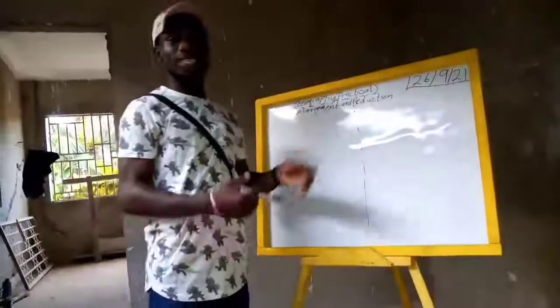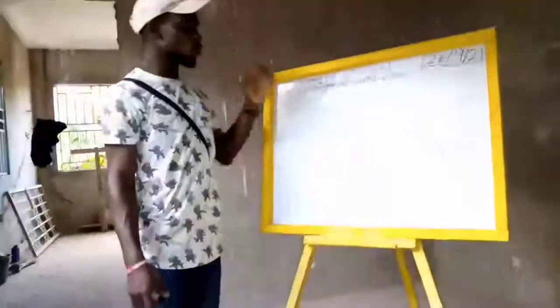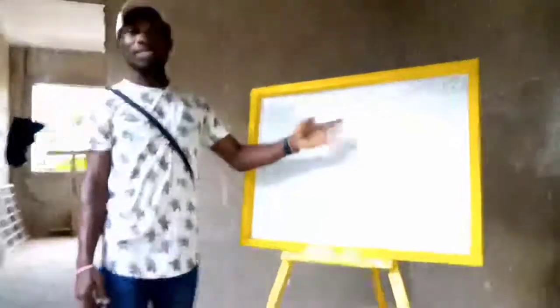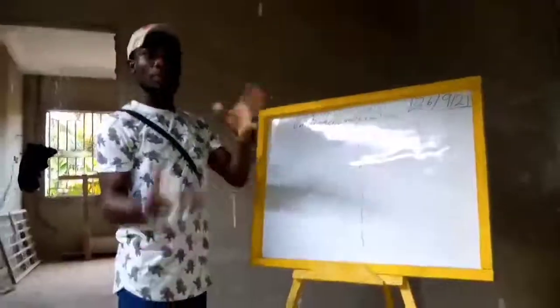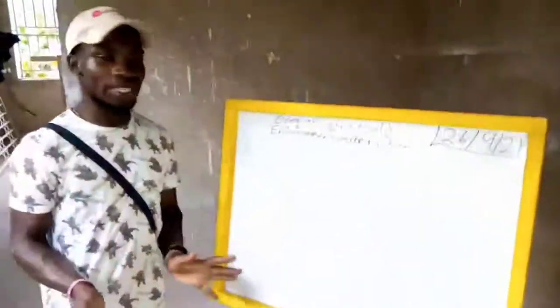On to another session of Geography Practicals. We are going to look at enlargement and reduction. When we say enlargement, from the word enlarge, it means to make big, and reduction, from the word reduce, means to make small. So that's basically enlargement and reduction.